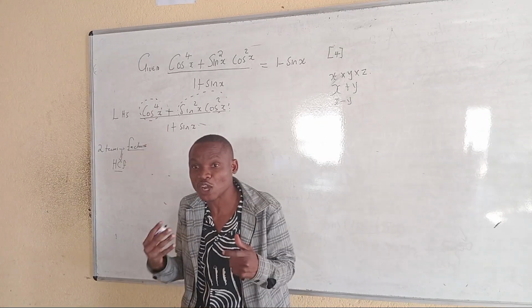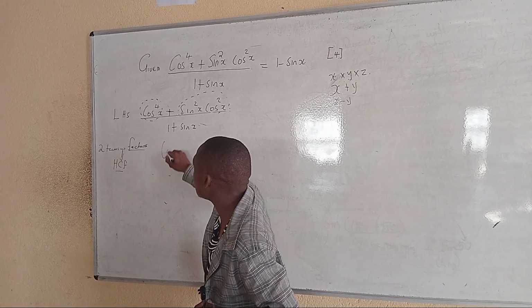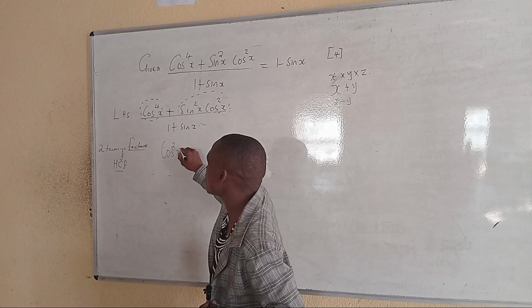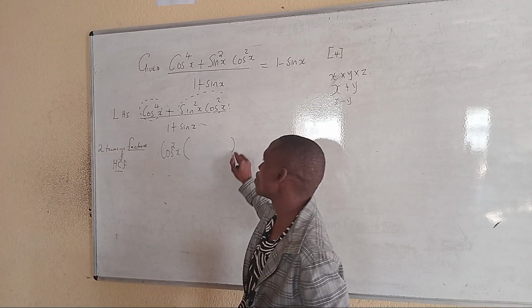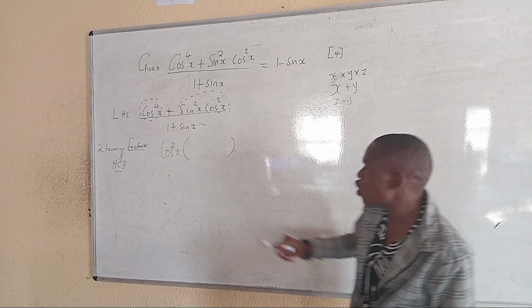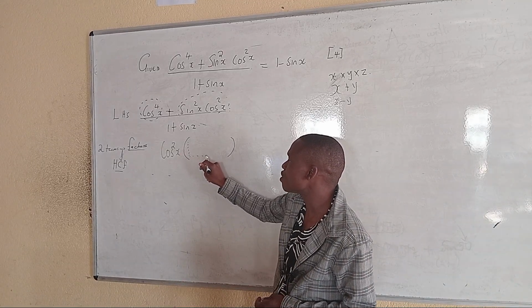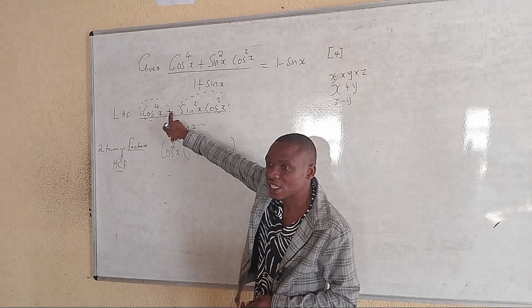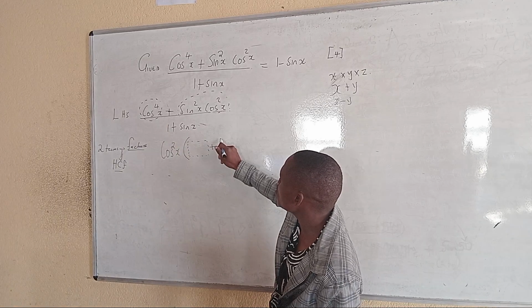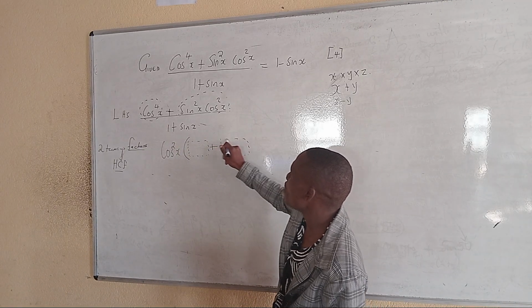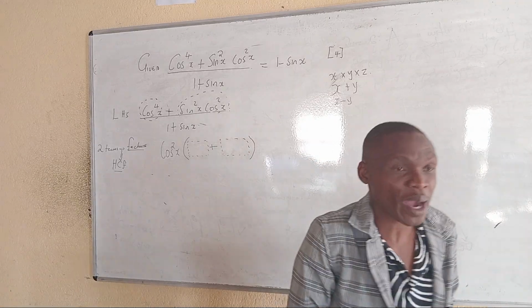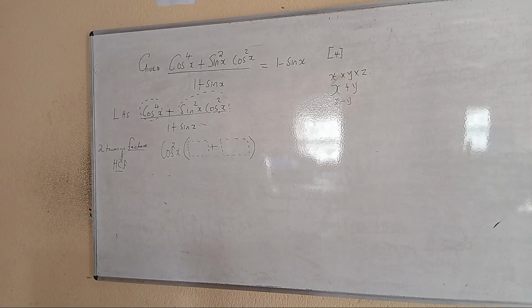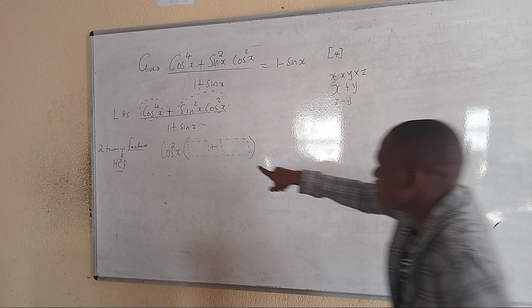So you take out the common factor outside what? The bracket. Cos squared x. You open the bracket. Now the question is, what do you write inside your bracket? The sign obviously is going to be addition. So what is it that I put inside what? My bracket. I'm factorizing by taking out the common factor. What is my common factor? Cos squared x.